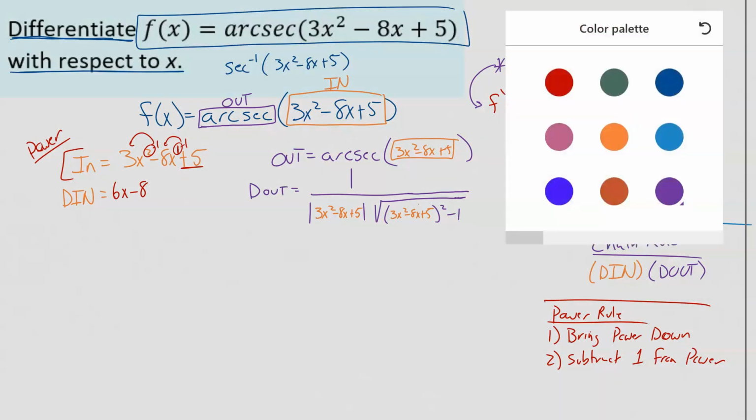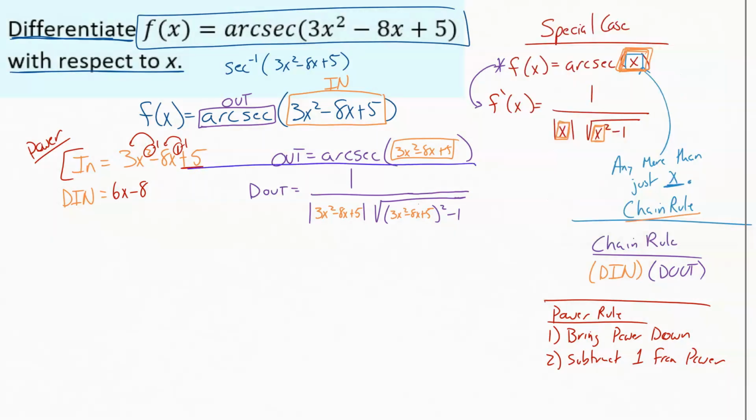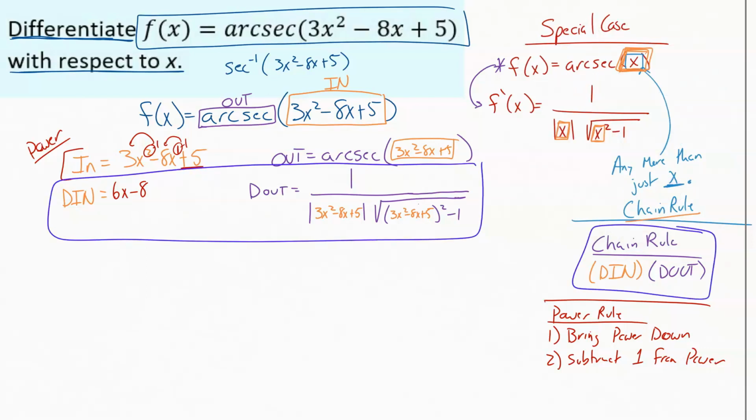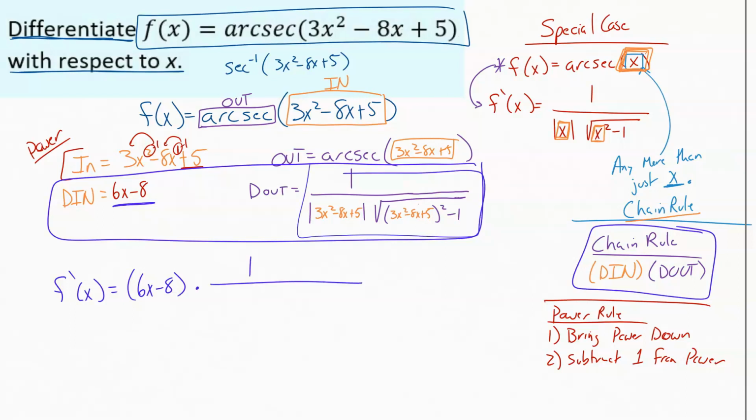And now that we have the d in and the d out, we've got all the ingredients we need to follow our chain rule recipe and get our derivative. So following our chain rule, our derivative will be the derivative of the inside, 6x minus 8, times the derivative of the outside, which is all that stuff. So 1 over the absolute value of 3x squared minus 8x plus 5 times the square root of 3x squared minus 8x plus 5 squared, and then minus 1.